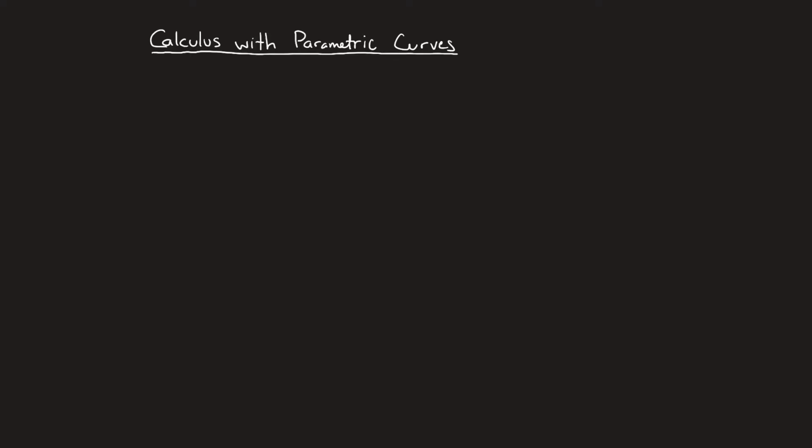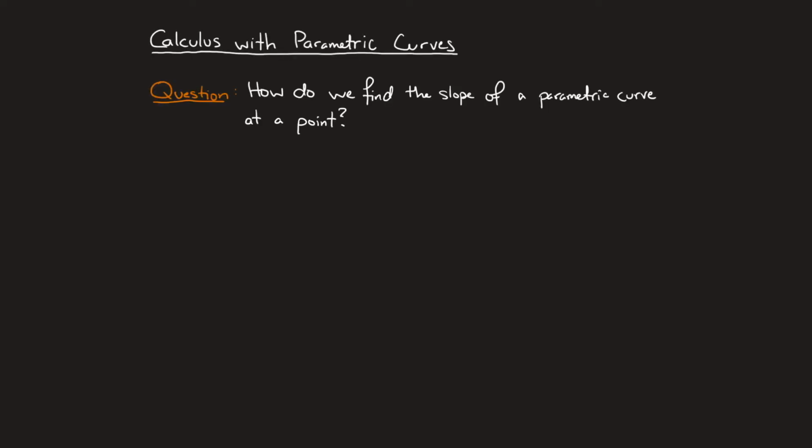Hello everyone. In this video, we're going to start talking about how to do calculus with parametric curves. Now, if you think back to your first calculus class, one of the first things you did was define the derivative in order to calculate the slope of a function at a given point. So, our first goal will be to do the same thing for parametric curves. So how do we find the slope of a parametric curve at a given point?